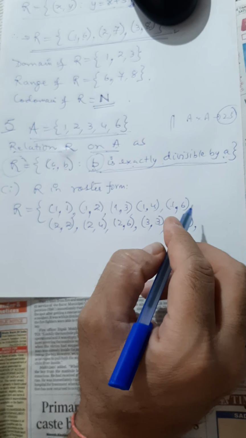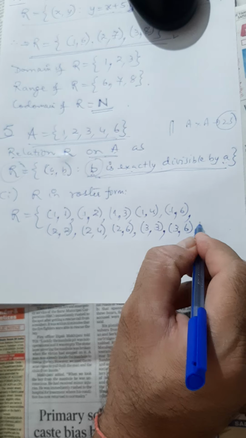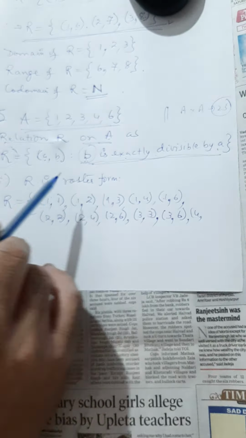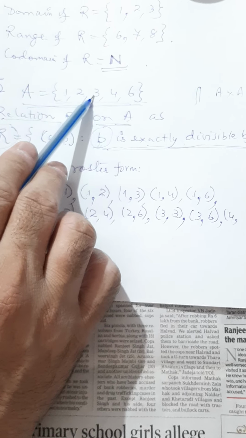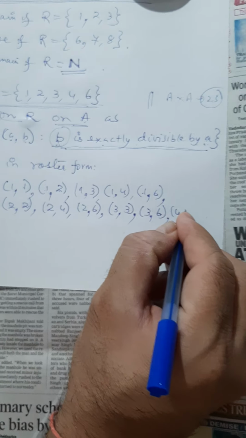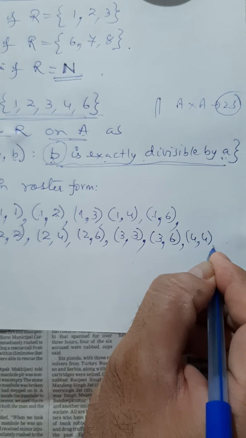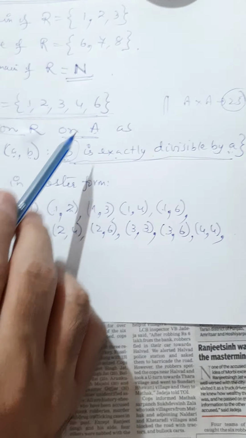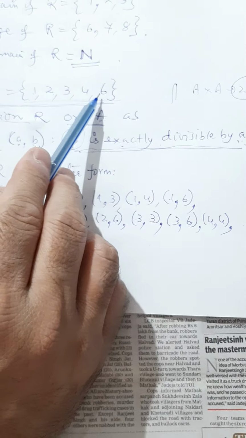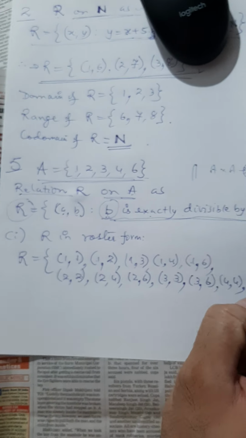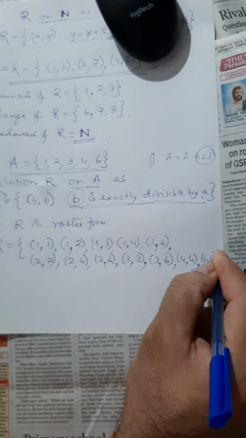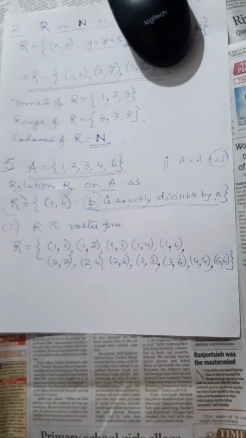Then we go to 4 here. With 4, you cannot take 1, you cannot take 2, you cannot take 3. So directly 4 comma 4. And then with 6, you cannot take 1 because 1 is not divisible by 6. So directly you have 6, 6 here. This many ordered pairs will be there in the relation set.